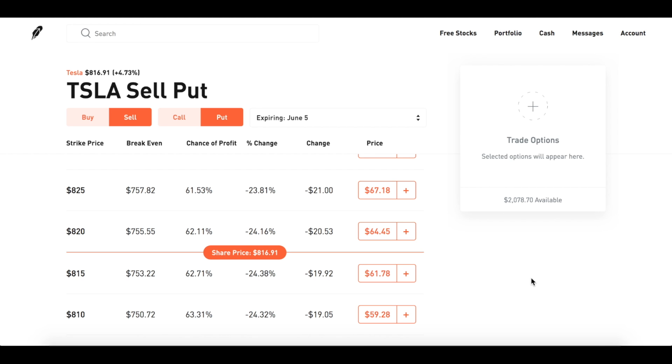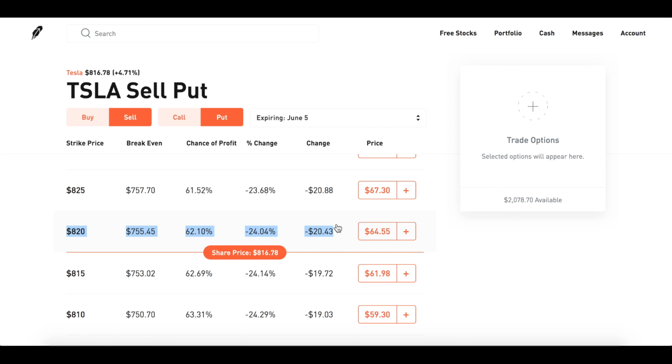Essentially, when you're selling a put, the person who's going to buy that put has the right to sell you the shares of the stock at that price, the strike price. So let's say I were to sell this put. Whoever buys this put from me is going to have the right to sell me those shares at $820, and that's pretty much what they can do.